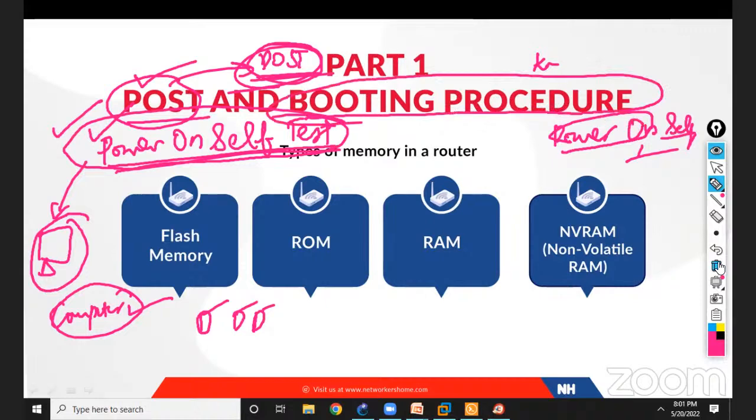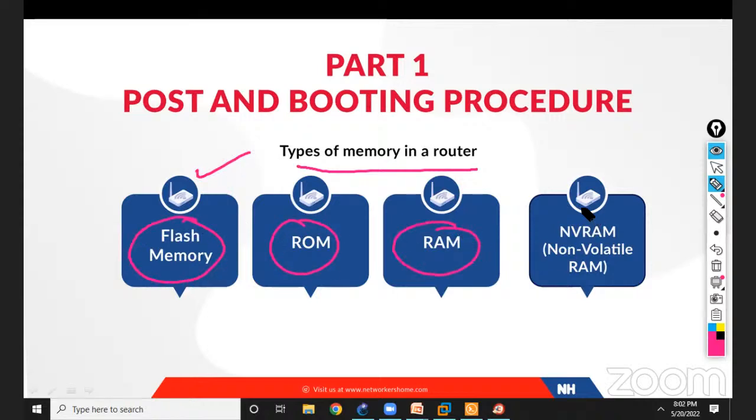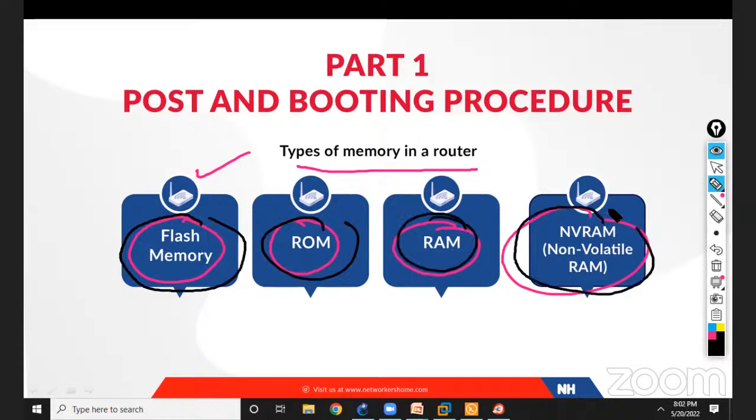Before going to that topic, first let me tell you something here: the types of memory in a router. You have 4 main types of memories in a router, which are the flash memory, the ROM, RAM, and NVRAM. I think you might have heard of flash memory, ROM, and RAM. And NVRAM is called non-volatile RAM. I'll come to that.